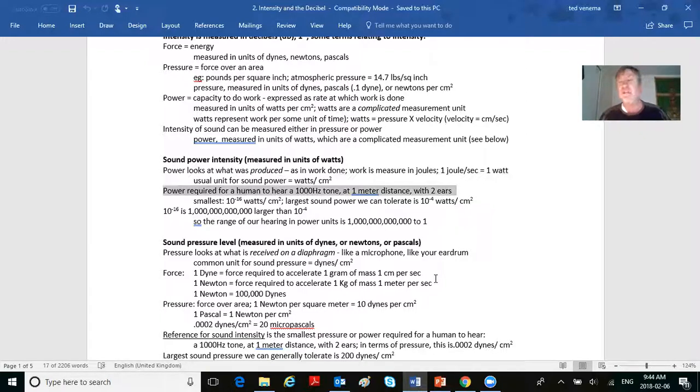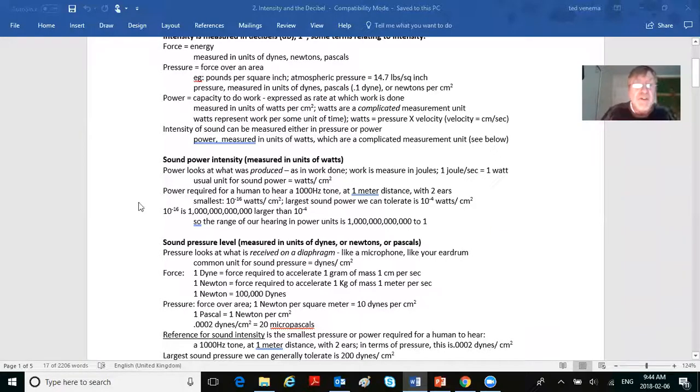A guy is sitting in front of a speaker, 1 meter away, and he's listening with both ears to a tone. So I'm sitting in front of a speaker, and it's one meter away from my face. And what tone is coming out of it? 1,000 hertz. Not 2,000, not 4,000, 1,000. Why? We just pick on it. Flip a coin. Because it's nicely in the middle, and it's a nice round number. So we're listening to 1,000 hertz at 1 meter distance from a speaker with two ears.